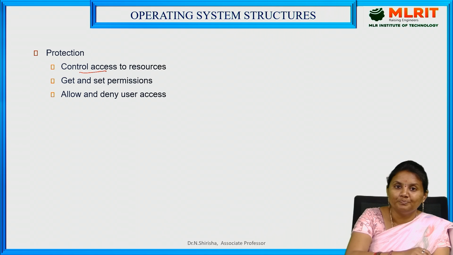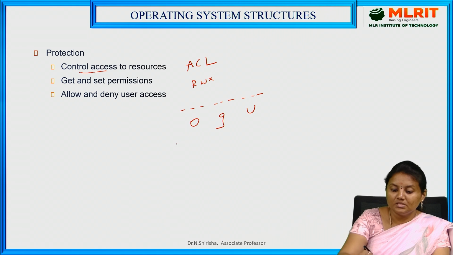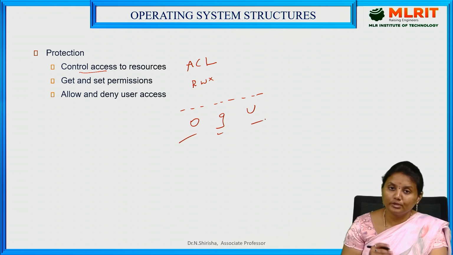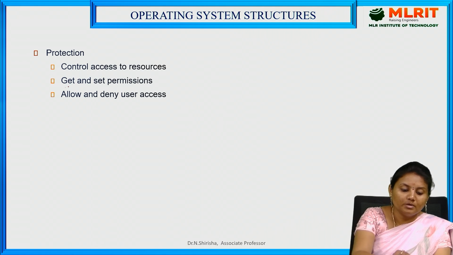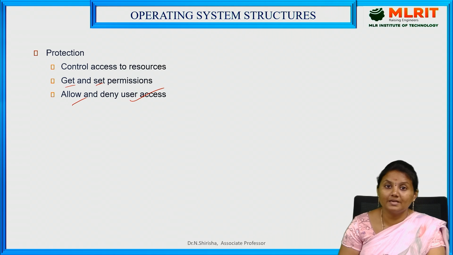Control access by using an access control list. We also call it access modifiers, where you give read, write, execute permissions in three different ways: for the user, for the group, or for others. These are the different groups where you control access. The read and write permissions can be customized according to the user's requirement. Similarly, get and set permissions allow and deny user access. All of this is possible only with the help of the access control list.